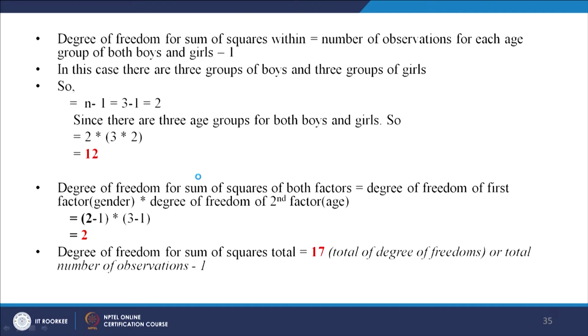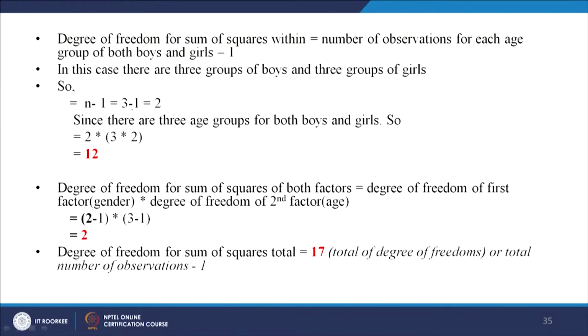Degree of freedom for the sum of squares within is equal to how much? The number of observations for each group, for both boys and girls, minus 1. Now, you see this, in this case there are 3 groups of boys and 3 groups of girls. So, n minus 1 is equal to how much? 3 minus 1, that is equal to 2. Because there are 3 elements in each group, since there are 3 age groups for both boys and girls, so how much does it become? Now, this 2, right, into 3 into 2.